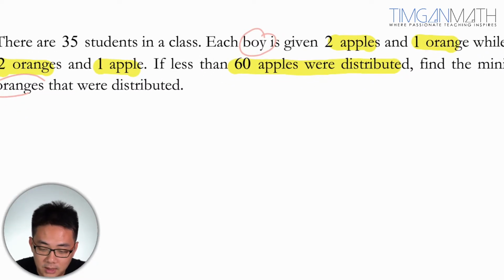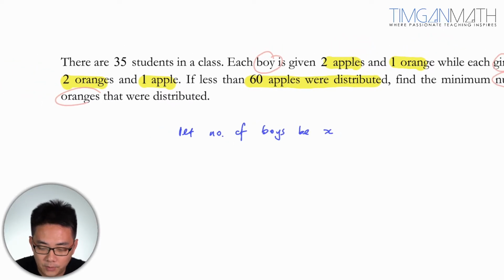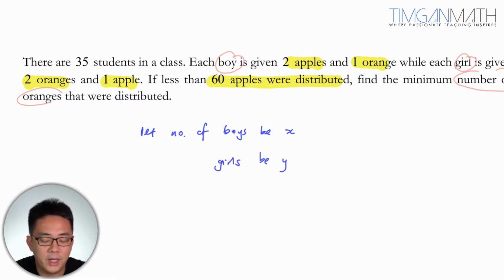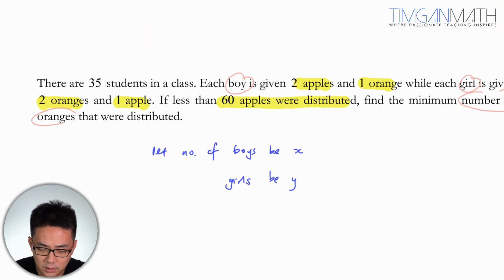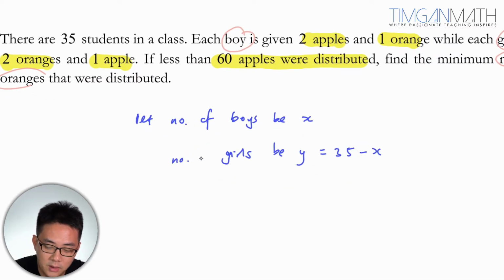So typically what I will say is, let the number of boys be x. Now, you obviously could let the girls be y, but that would be redundant because now you're introducing another unknown. If there's another way for us to reduce the unknowns, that will be much better. So the easiest way is to write this as 35 minus x. That is the number of girls: the whole class minus the number of boys.